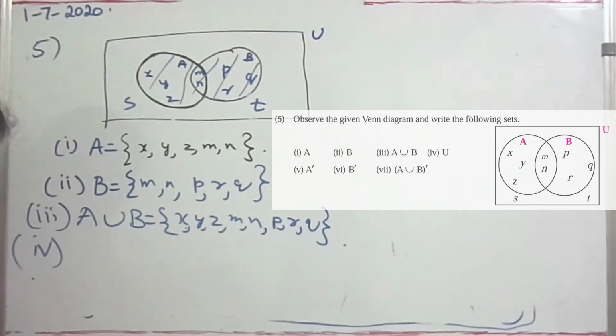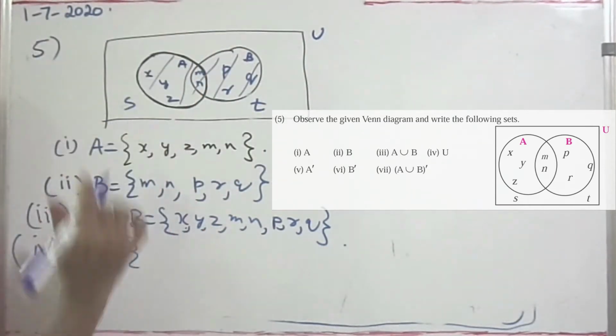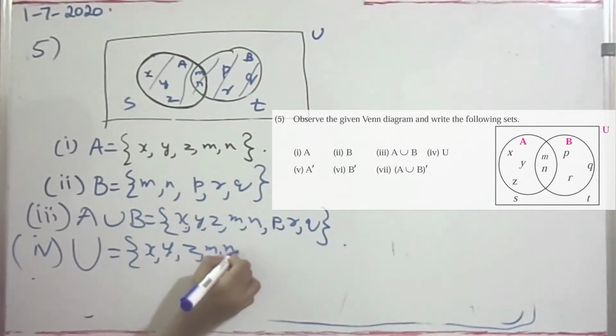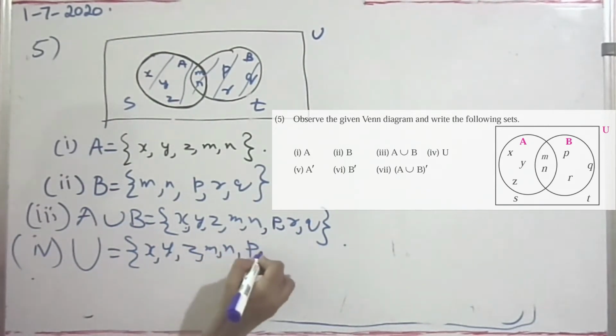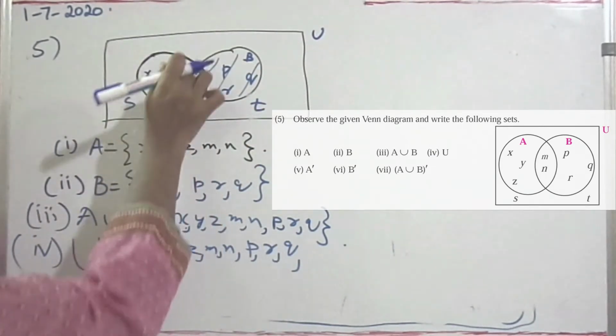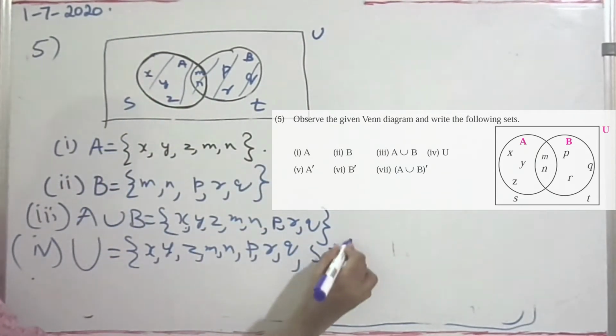Fourth. Universal set. Okay, now tell me universal set, all the elements. First you write A's elements, B's elements. M, N is repeated, we don't have to repeat it, it's already written here. P, R, Q. And outside this A and B, there are two elements, S and T.